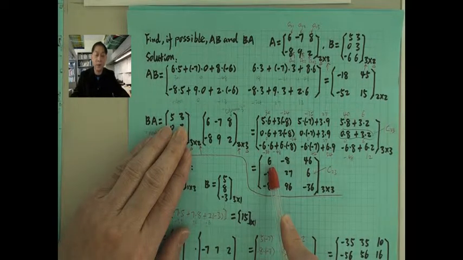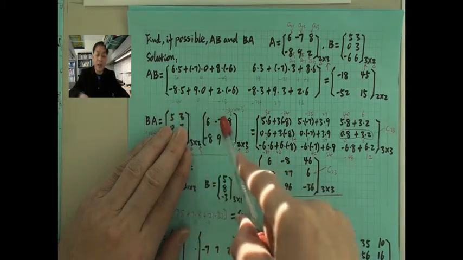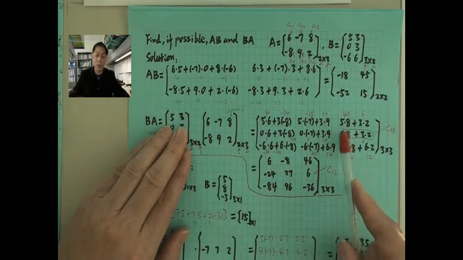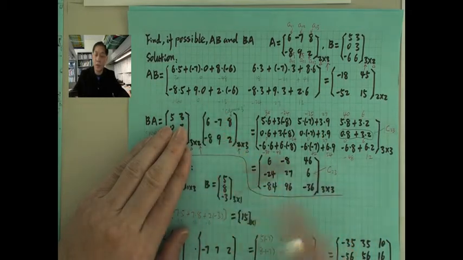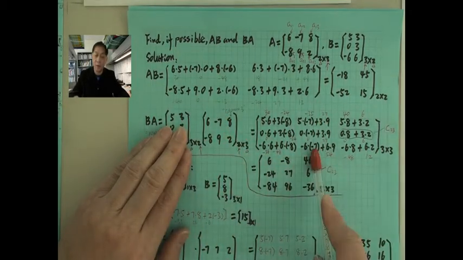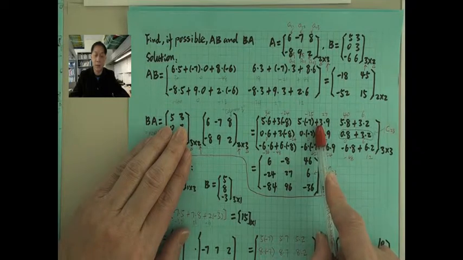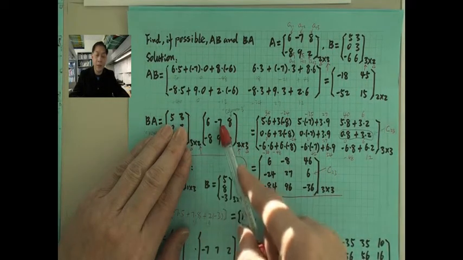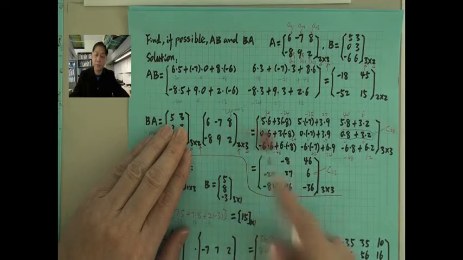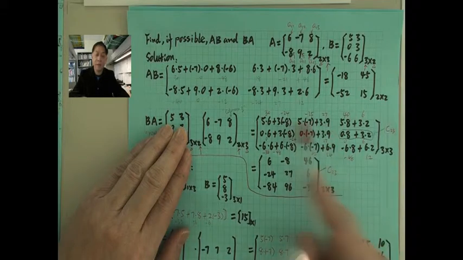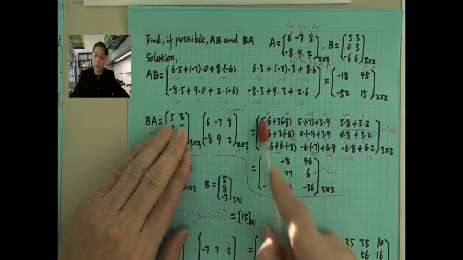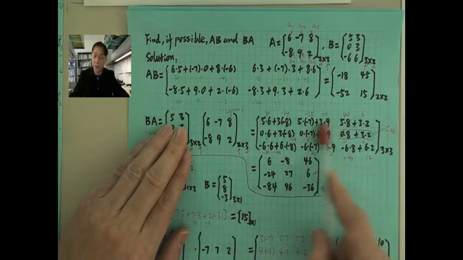Okay? Now, first row times second column, where you should put? First row second column is first row second column, so you put right here. Okay, so 5 times negative 7 plus 3 times 9. First row second column, so first row second column. That's the location you should put.